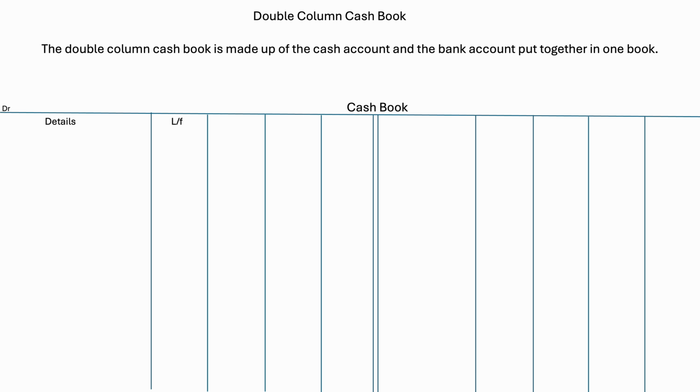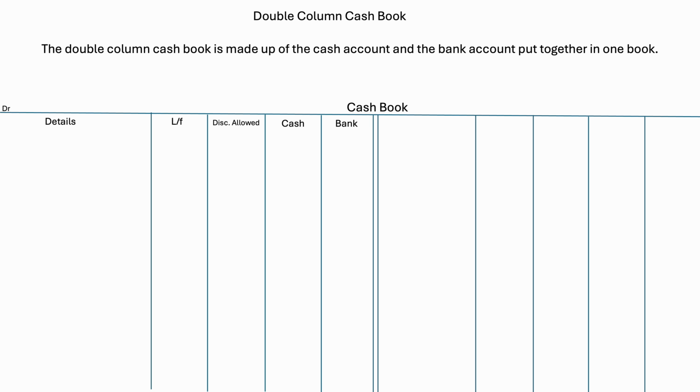Discount allowed goes into the next column. To better understand why discount allowed goes to the debit side of the double column cash book, you need to remember that when a debtor buys from the business on credit, the business gives the debtor a discount when they pay back on time. So, discount allowed is linked to debtors, and that's why it's on the debit side. The next column is the cash column, and the one next to it is the bank column.